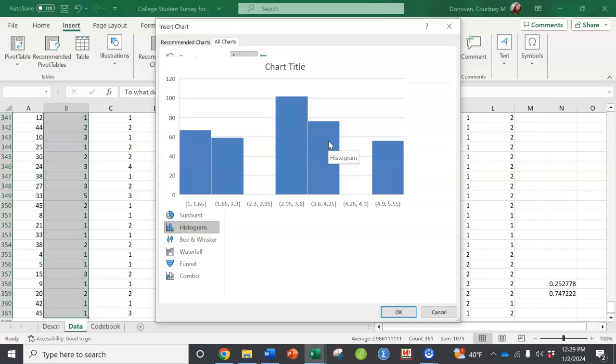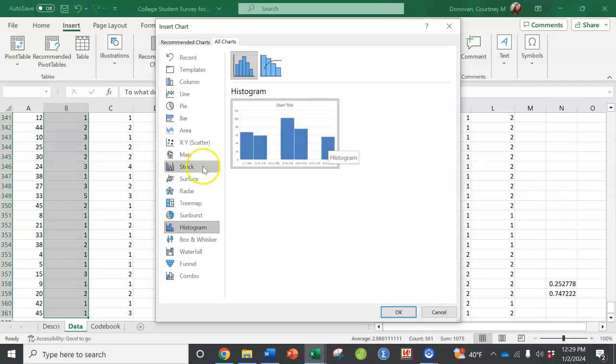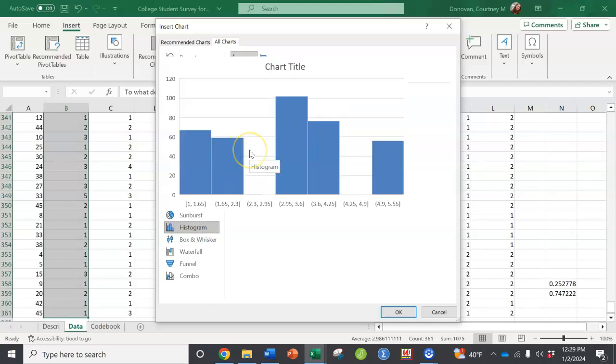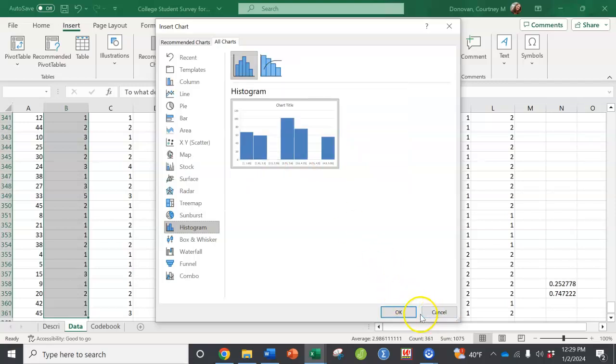And so what we can see is that over here on the left, we have several that are between 1 and 2. We have several that are in this middle range of 3 to 4. And then at the end, we have another group that's saying 5. So we have a pretty even distribution here is what we're seeing. So I would hit OK, and that's my histogram.